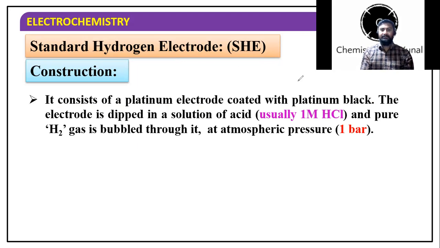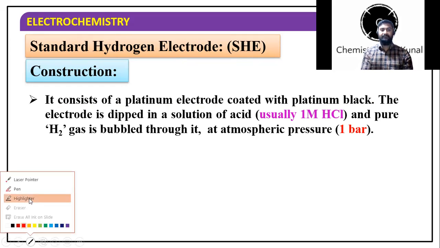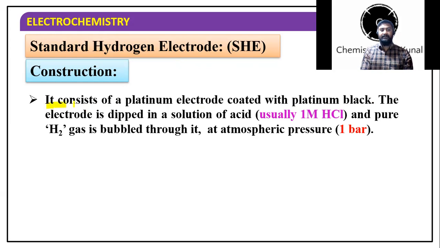So see, this is how the definition goes. Have a look here. In the definition, as you can see, it consists of a platinum electrode, because that's what helps in the interaction of H plus ion with hydrogen gas, coated with platinum black. The electrode is dipped in a solution of acid, 1 molar. Why? Because it has to be standard. And pure hydrogen gas is bubbled through it at 1 atm pressure. You can also say atm, it's fine.